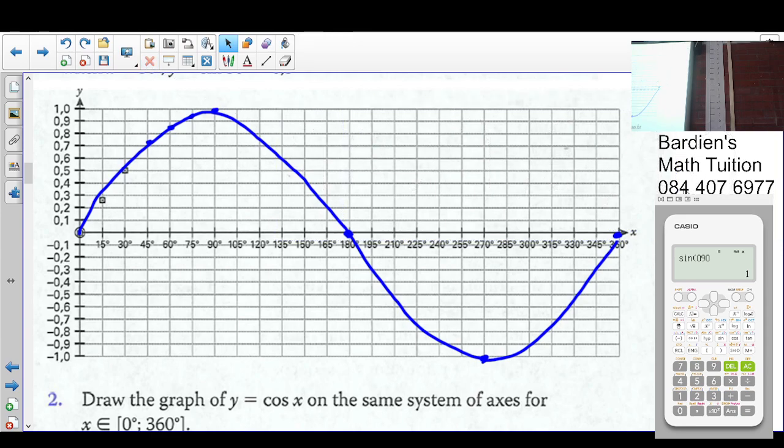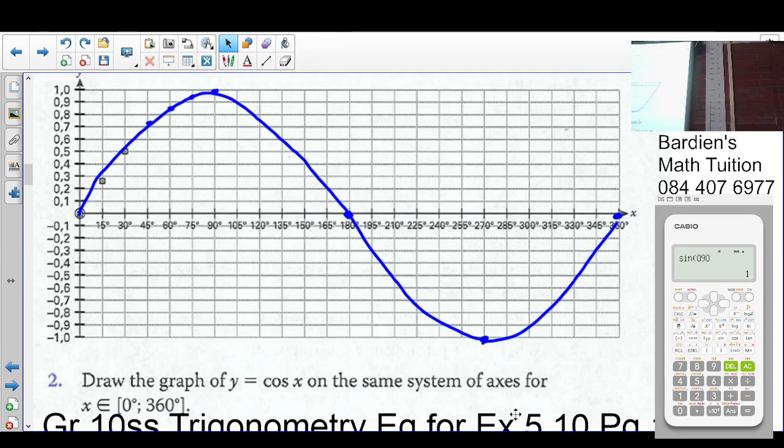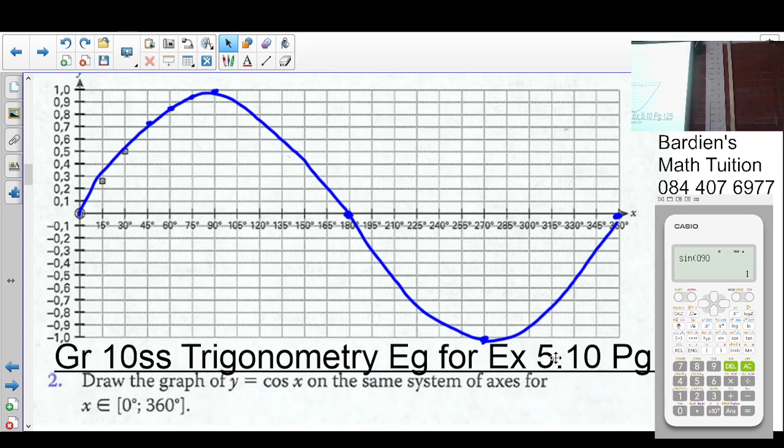How many marks would a question like this be? There are 3 marks per sketch. So if I ask you to draw the sine graph, 3 marks. Cos graph, 3 marks. Then the interpretation questions that follow are 1 or 2 marks apiece.